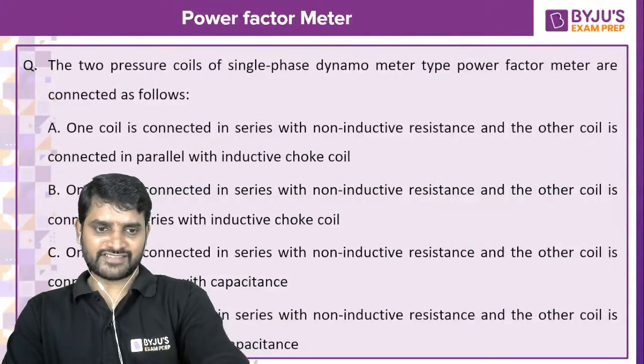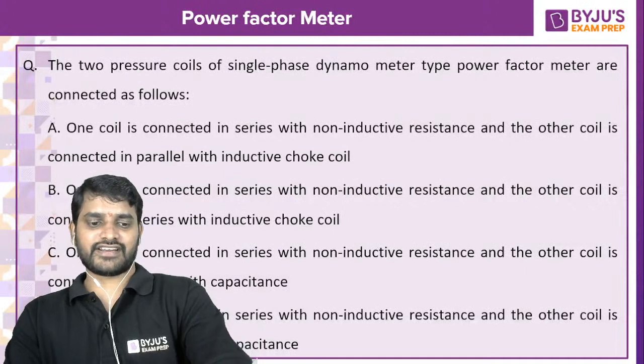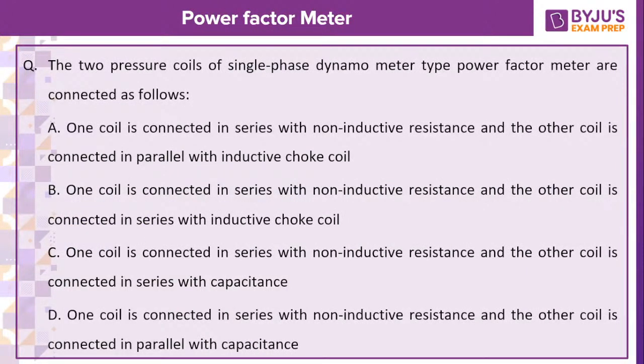So there is a very lengthy question, and don't be afraid by looking at this question because this question is very simple. If you can understand, it's very simple. Look at this one. The two pressure coils of a single phase dynamometer type power factor meter are connected as follows. One coil is connected in series with the non-inductive resistance, and the other coil is connected in parallel with the inductive choke coil. And one coil is connected in series with the inductive resistance, and the other coil is connected in series with the inductive choke coil. So this is how they have given.